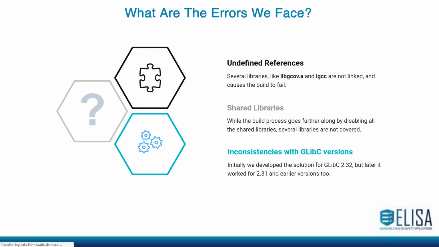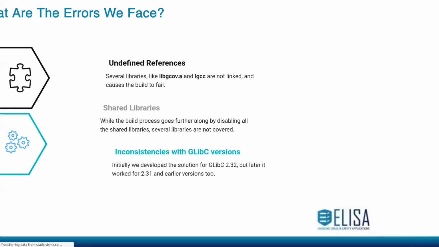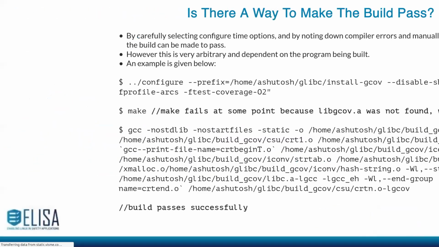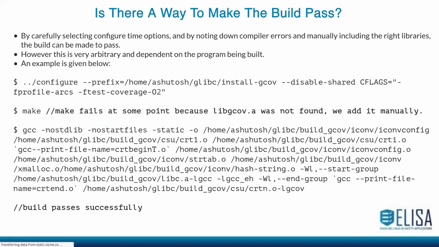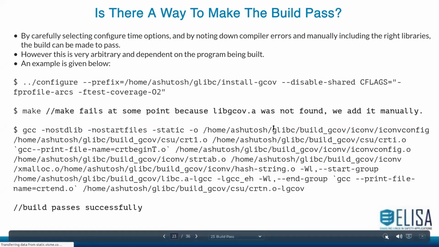So initially we were having problems with 2.31, and so we used glibc 2.32. We developed the solution for glibc 2.32, but after we finished developing the solution, it worked for the earlier versions too. So first of all, is there a way to make this build pass without any patch? This was our first challenge. We thought, is it even possible, or is it some error that cannot be fixed?